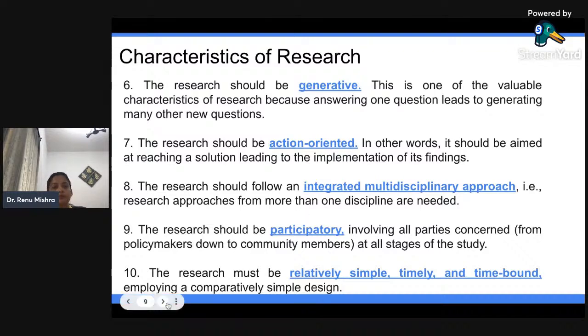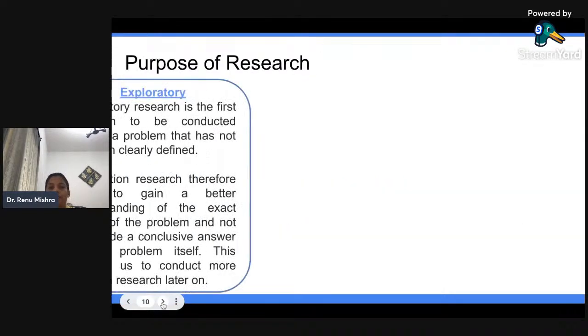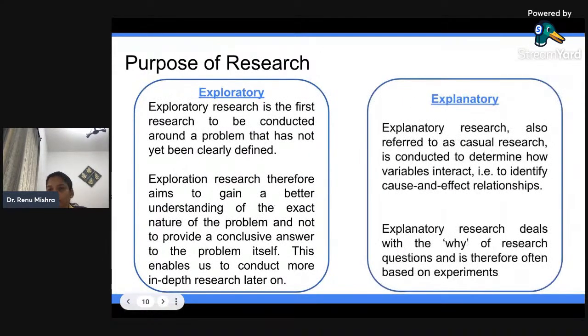All right. Okay. Now, let me tell you the purpose of research. When I talk about the purpose of research, basically there are two kinds of research, or rather I should say three kinds. On your screen as of now you can see the two. The first is exploratory, the second is explanatory.